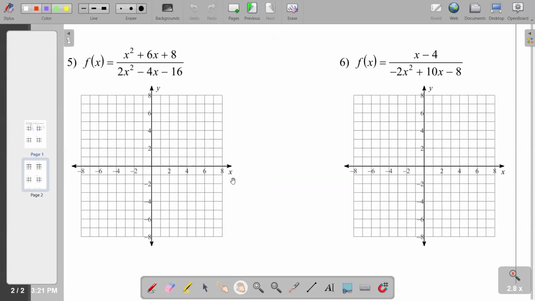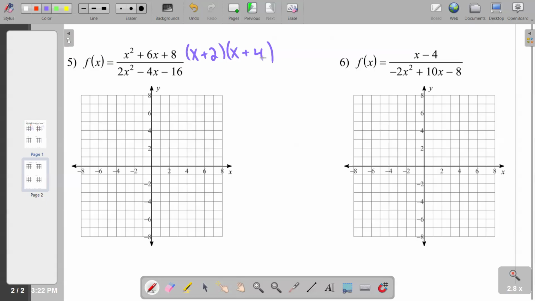And the thing about factoring is it's going to open up a whole new world of possibilities for us that allows us to find holes and asymptotes. So let's take the top of number 5 and let's factor. That should be pretty light work. What does the top factor into? 2 and 4. X plus 2 times X plus 4.